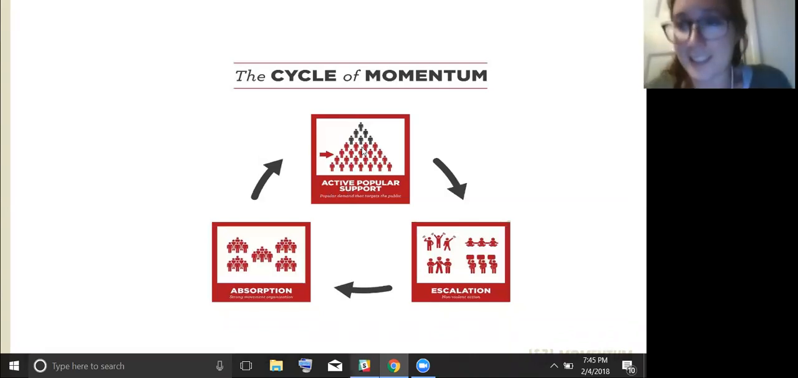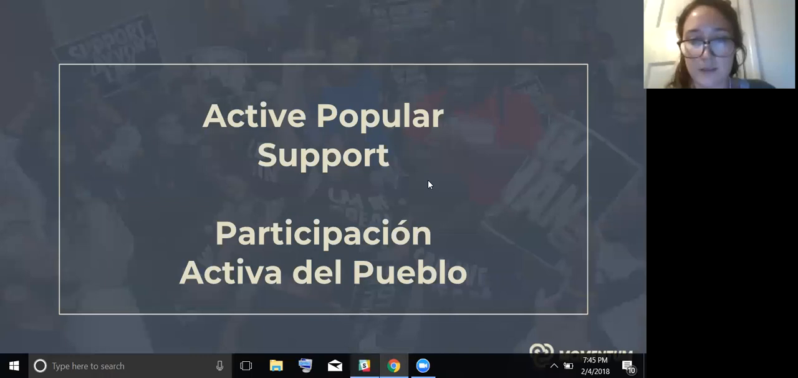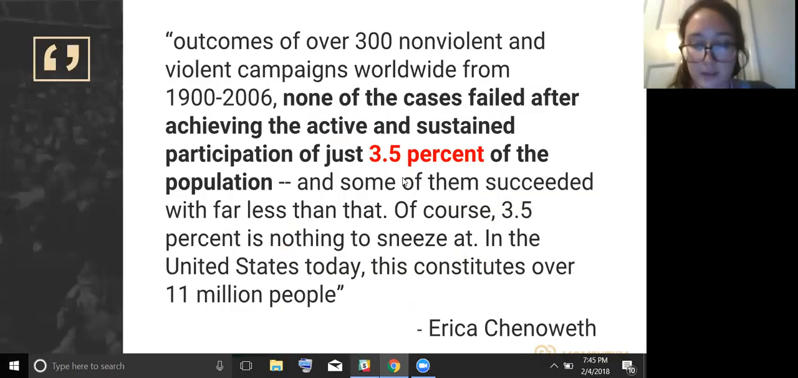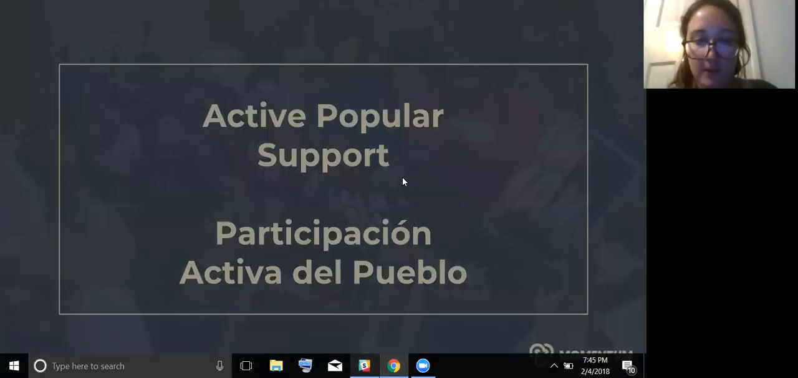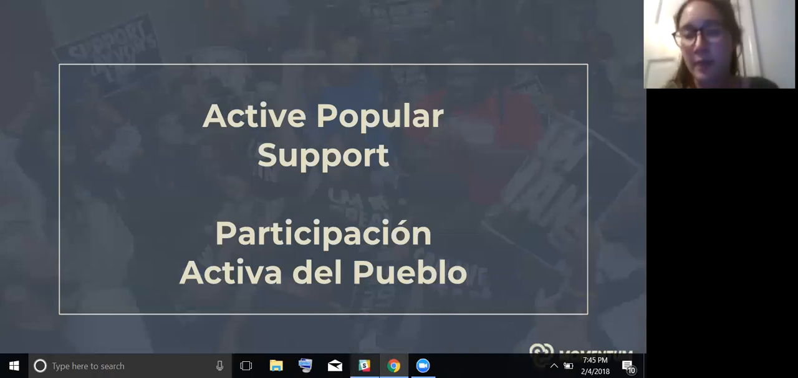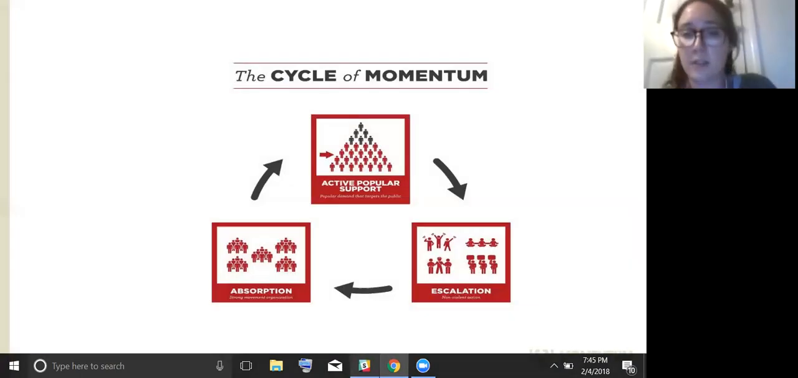Easier said than done, but that's what we're trying to do in Gosecha. In this training, we're going to focus on what we mean by active popular support. So the active popular support part of the momentum cycle: what is it, and how are you able to get active popular support from folks? Then there's a whole bunch of trainings on how to do escalations and on how to absorb people into your structures.